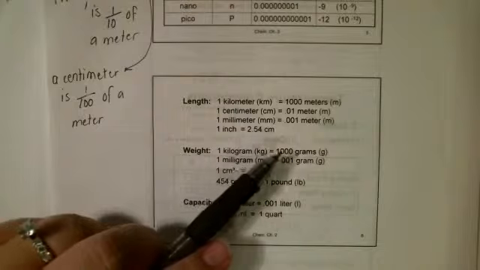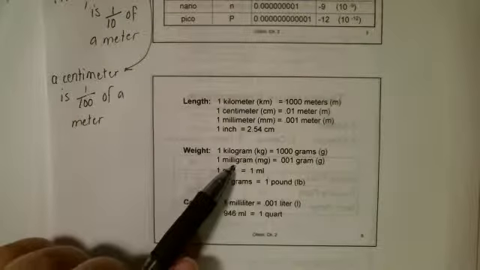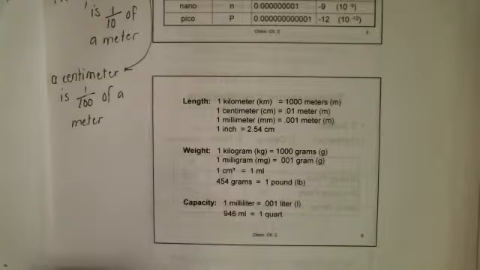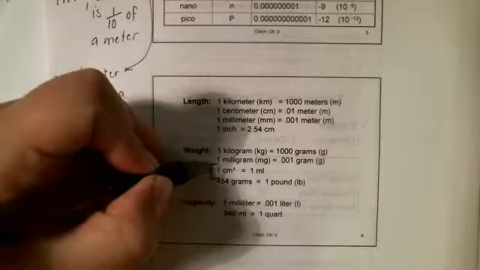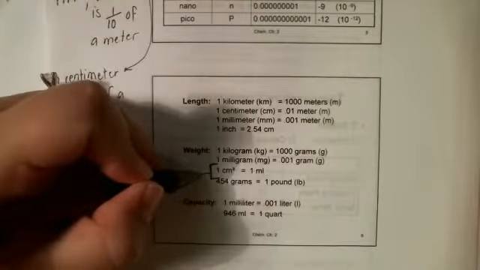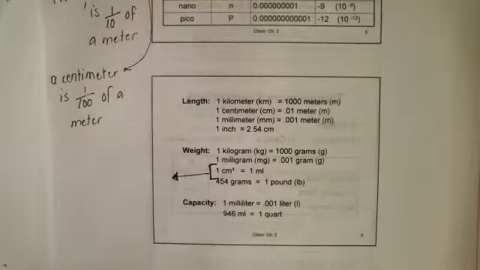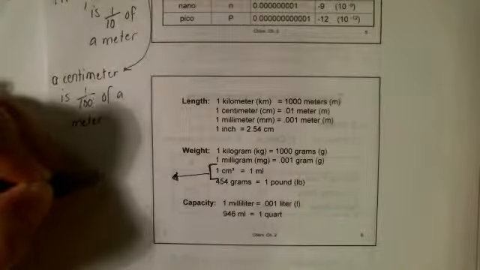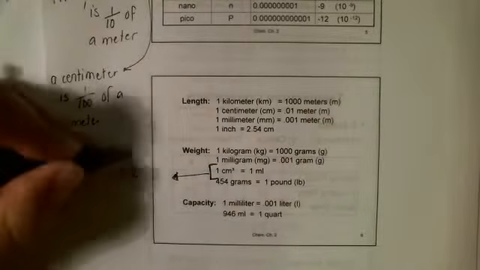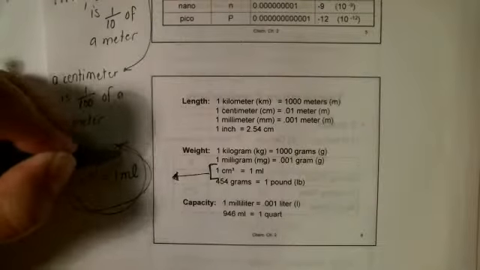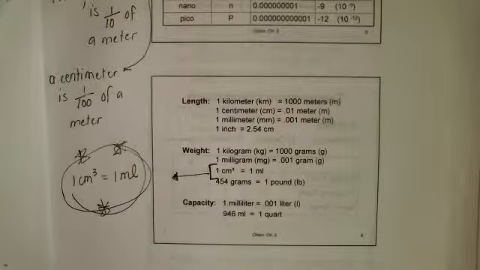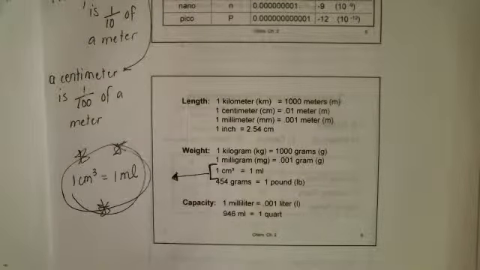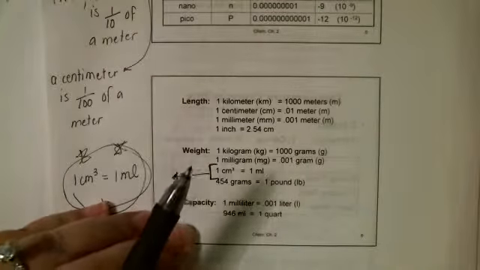Weight, 1 kilogram is 1,000 grams. A milligram is 1,000th, or 0.001 of a gram. And you guys note here that this is what I mentioned on Friday when you worked with the gummy bears, that 1 cubic centimeter is the exact same thing as 1 milliliter. Make sure you remember that. That is super important. And these are just some other conversion factors that you don't have to worry about yet at this point. We will get to it tomorrow.